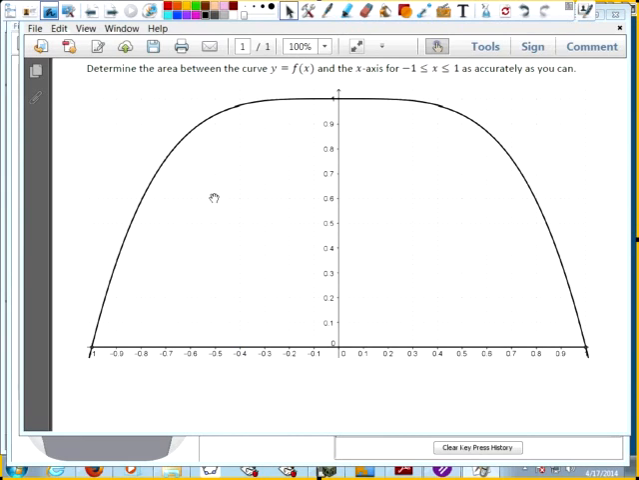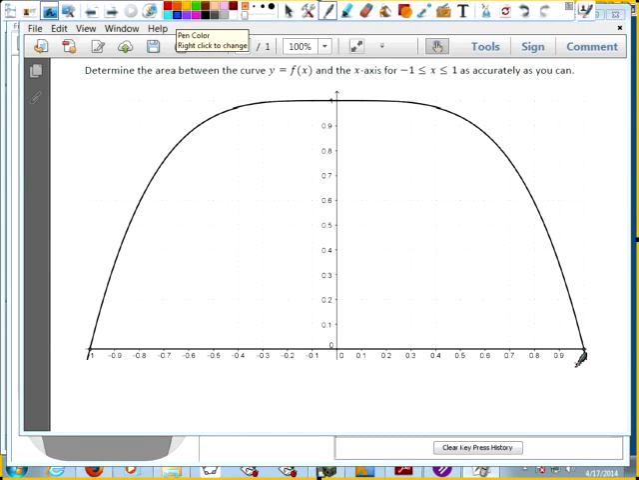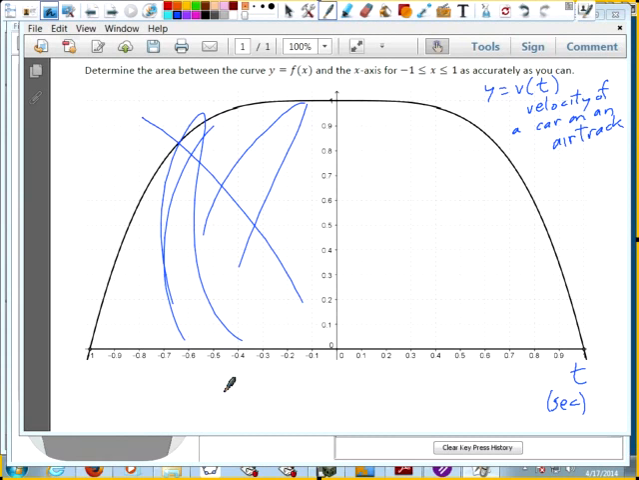Let's focus on just the right-hand side of this picture. And in our application, I want to think of this as being time, going from 0 to 1 second. So my horizontal axis is time in seconds. And this is the curve, y equals v of t. This is the velocity of a car on an air track. I'm not going to worry about the left-hand side over here. Just cross that out. So t going from 0 up to 1. This is the final 1 second.